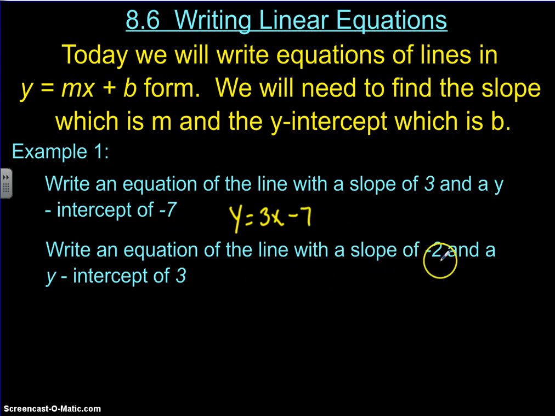Write an equation of the line with the slope of -2 and a y-intercept of 3. Again, put in the slope where m is, -2, and it's plus 3 for the y-intercept. Done. That's it. Do they get a little harder? Of course, they get a little harder, but not too much harder. Everything we're doing today, you should already know how to do. We're just putting it all together to write equations.